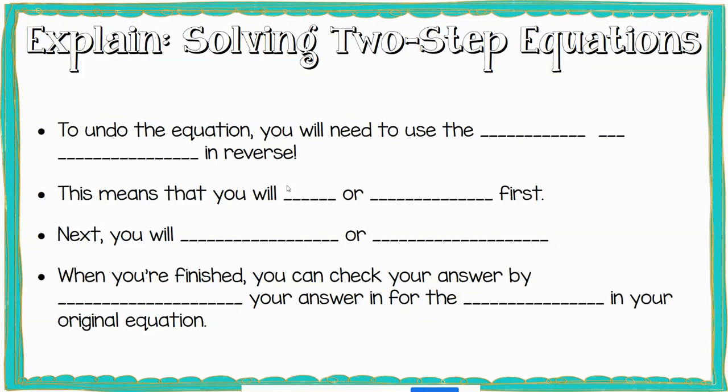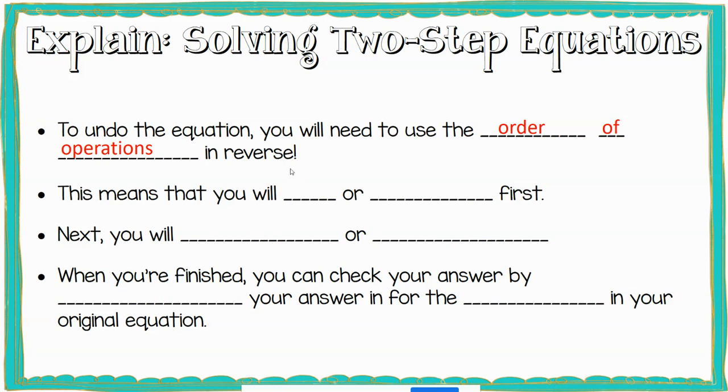Today we're going to learn how to solve two-step equations. Just like with one-step equations, we would have to use inverse operations to get the variable by itself. But in two-step equations, there's more than one operation that you'll have to use. So to figure out how you solve them, you're going to need to use the order of operations in reverse.